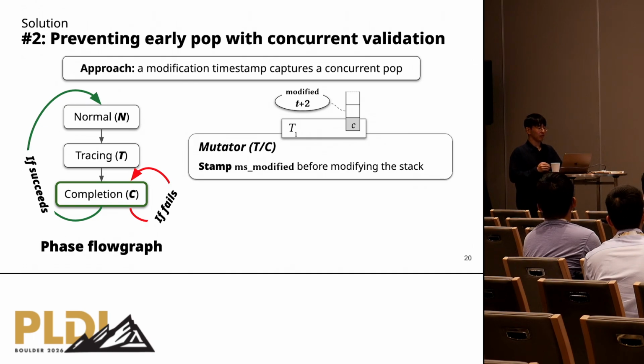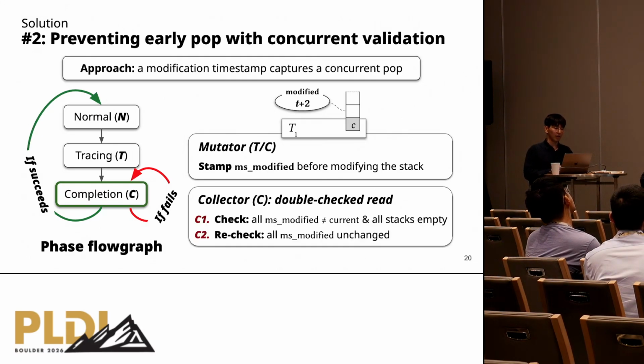First, during the tracing and completion phase, a mutator stamps a modification timestamp on a stack before it modifies the stack. Second, during completion, the collector does a double-checked read, like a sequence lock. It checks that all stacks are empty and that no stamp matches the current timestamp.